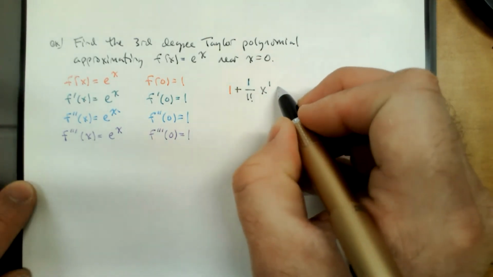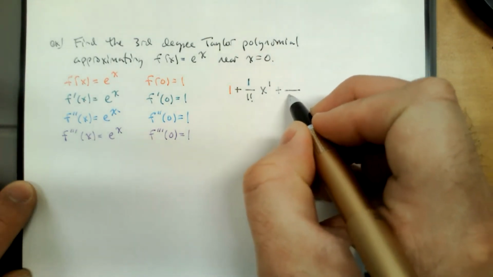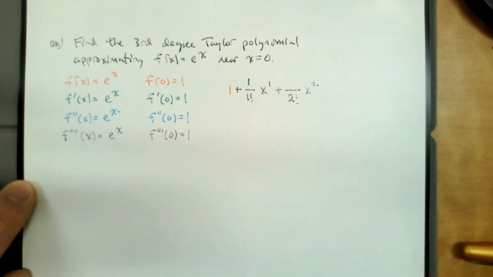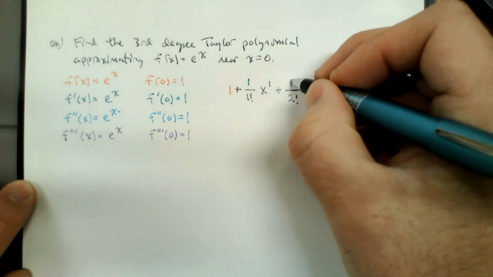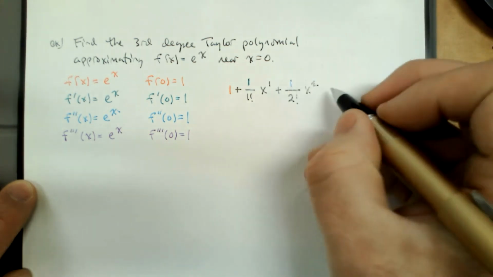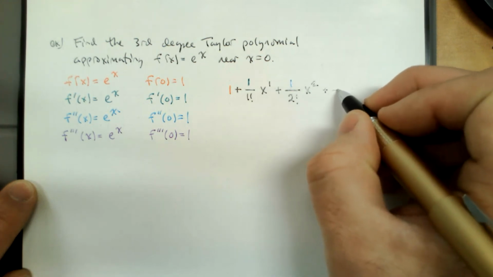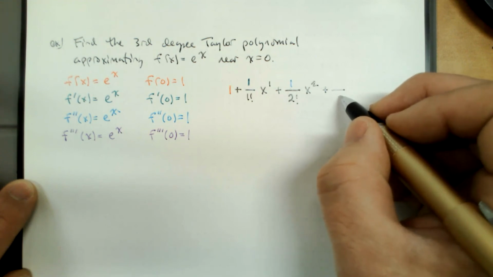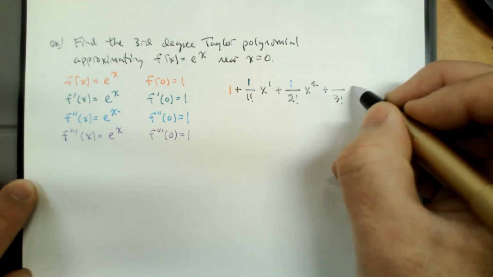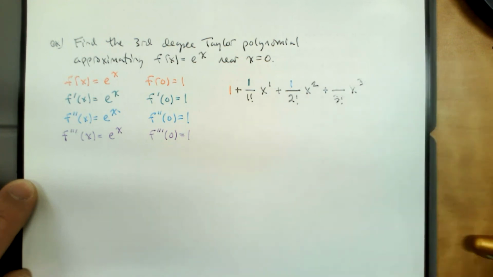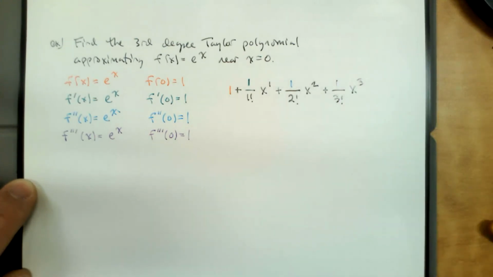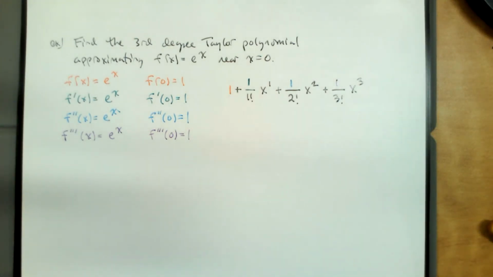The next term will be the second derivative at 0 over 2 factorial times x minus 0 squared. And the second derivative was 1. Then the third degree term will be the third derivative evaluated at 0 over 3 factorial times x minus 0 to the third. So there's the third degree Taylor polynomial approximating e to the x near x equals 0.